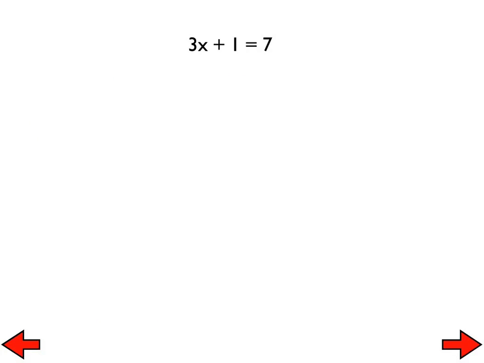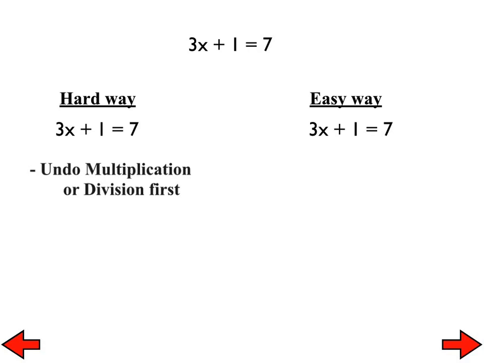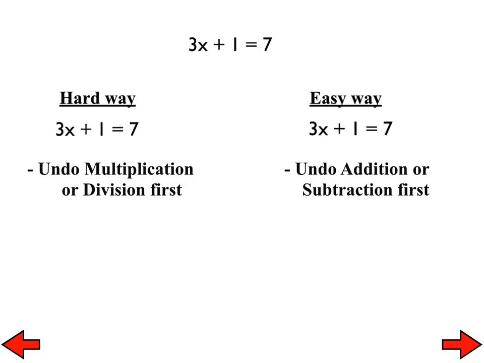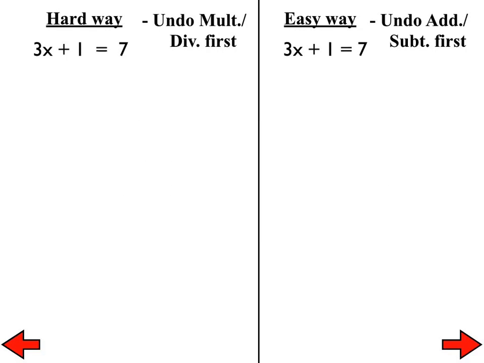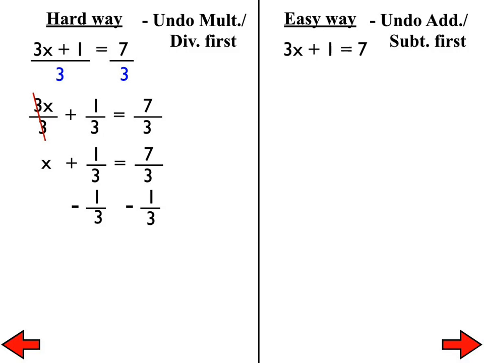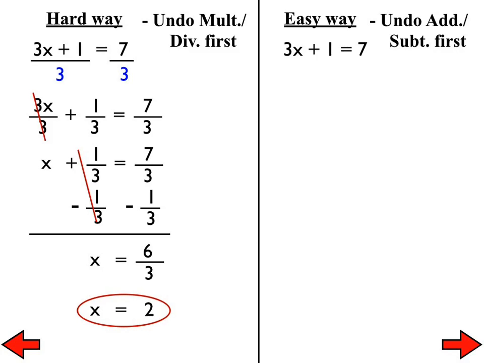And so, there's really two different ways of solving these types of equations, a hard way and an easy way. So everybody make sure that you're looking up here. Some people make the mistake on the left-hand side and they try and do the inverse of the multiplying and dividing first. Now watch what happens if you try and do that. This thing gets messy in a hurry. And the reason is because of the fractions in there. We still end up with x equals 2, but it gets messy.